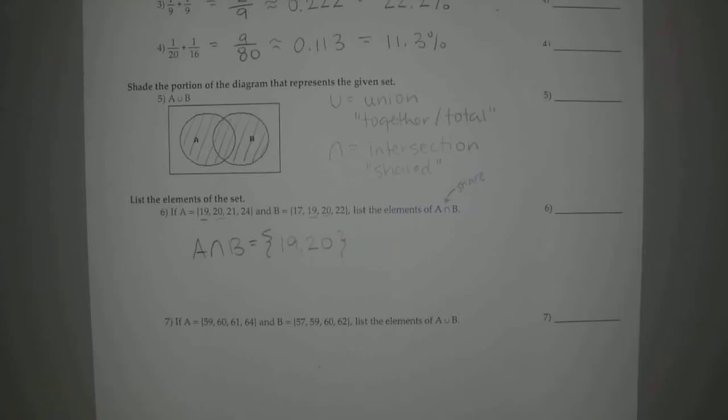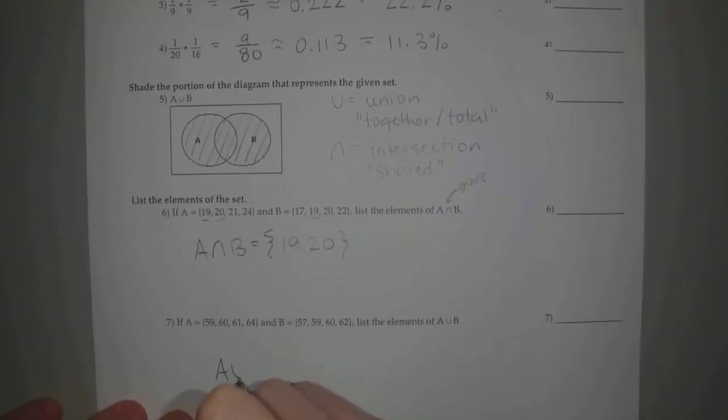Down here it says if A is the set of numbers 59, 60, 61, 64, and B is the set of numbers 57, 59, 60, and 62, what are the elements that are in A union B? Well, A union B is all of them together, but you don't need a repeat. What do I mean by that? Do you notice that they both have a 60 in there? We don't need to list 60 twice, right?